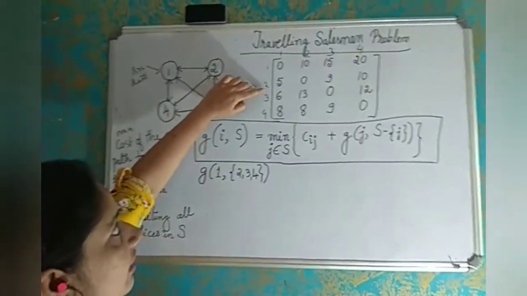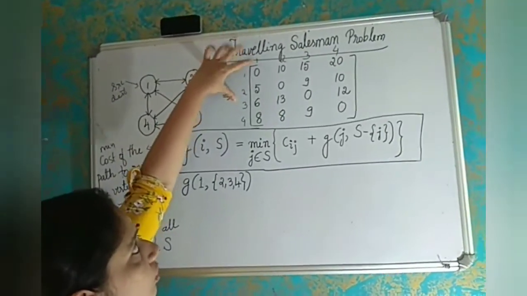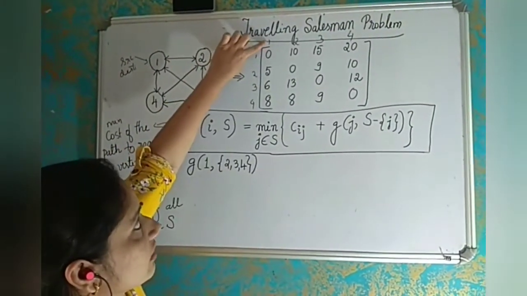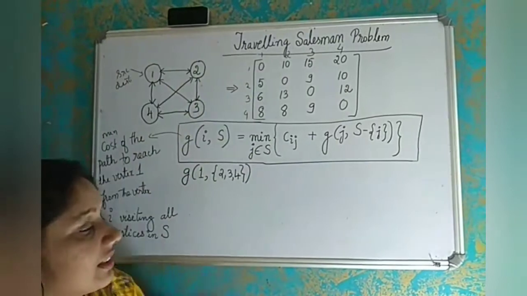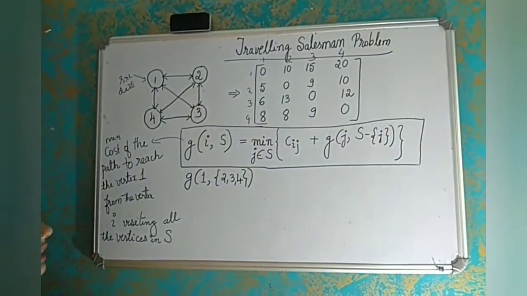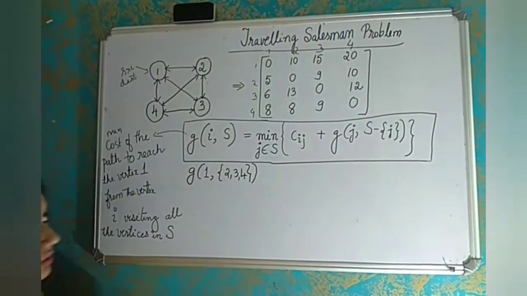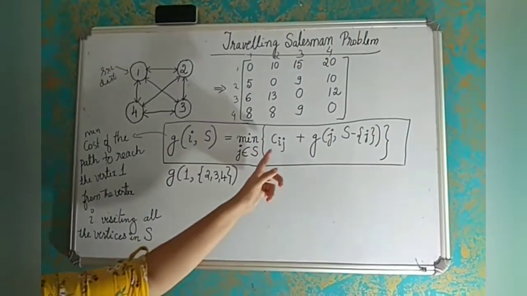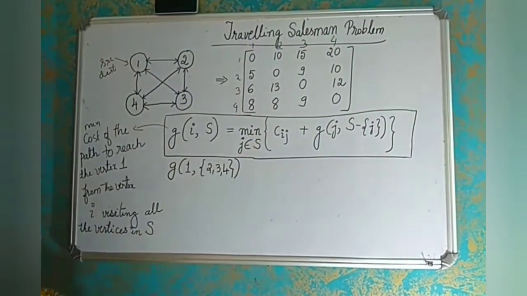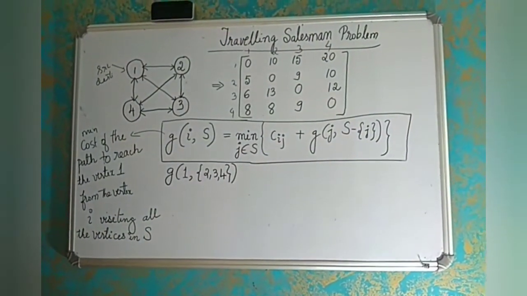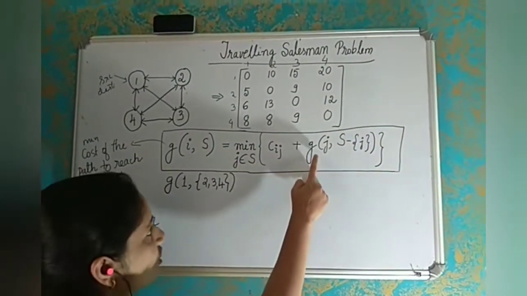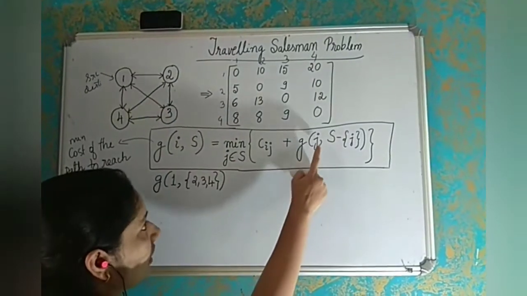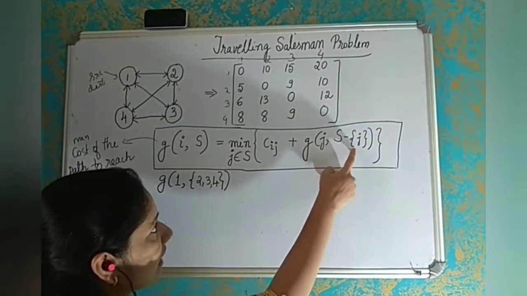So if I take 2, 1, where i is 2 and this is 1, then Cij is nothing but C2,1. The value is 5. So whatever values are there in the cost matrix, those are represented with the help of this C. Plus Cij plus G of, again, G of j comma S minus j.